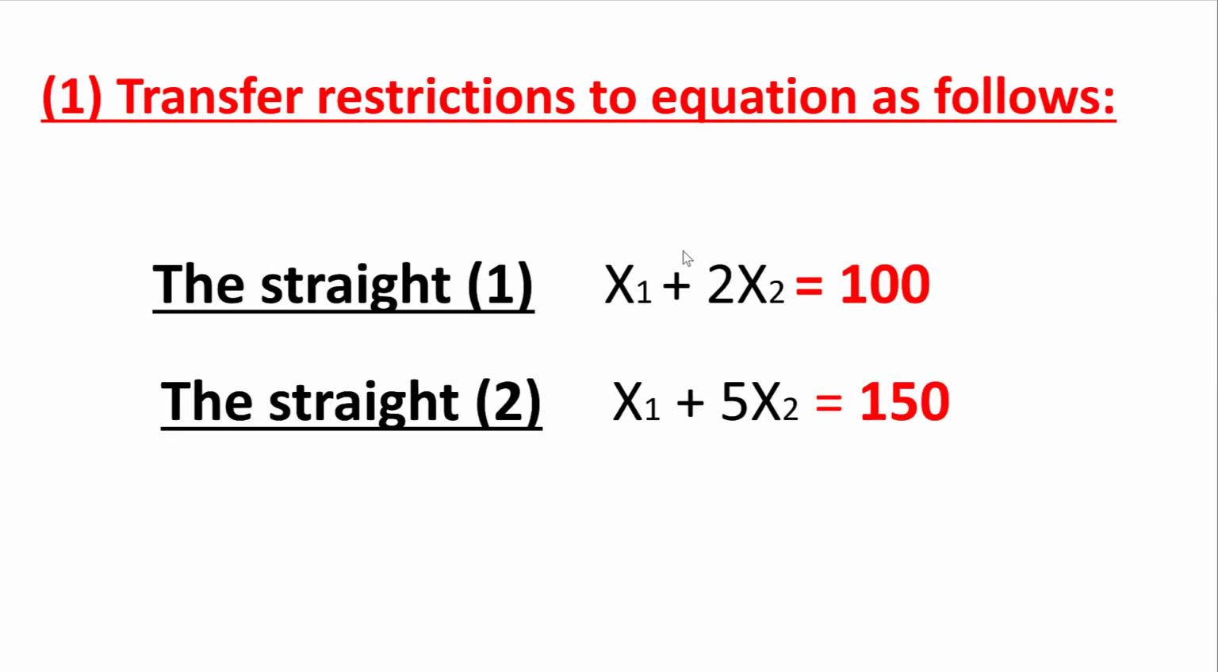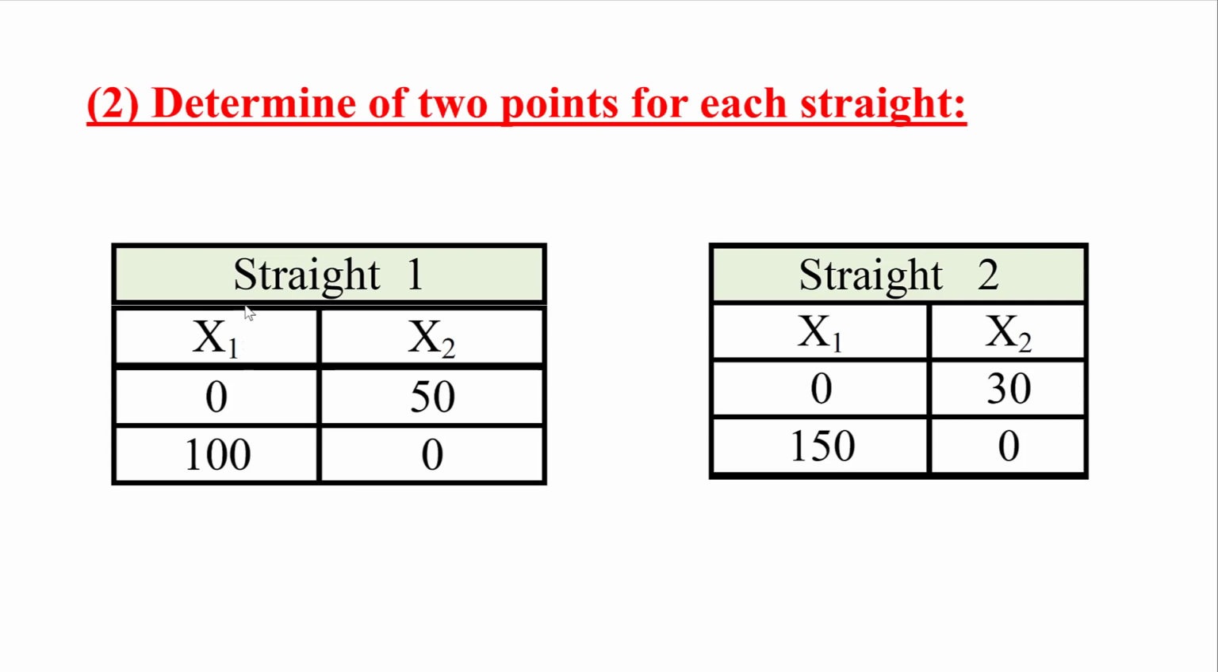In the same constraint, when x2 equals 0, x1 equals 100, because 2 multiplied by 0 equals 0. So for straight 1, when x1 equals 0, x2 equals 50, and when x2 equals 0, x1 equals 100. This is for straight 1 or constraint 1.